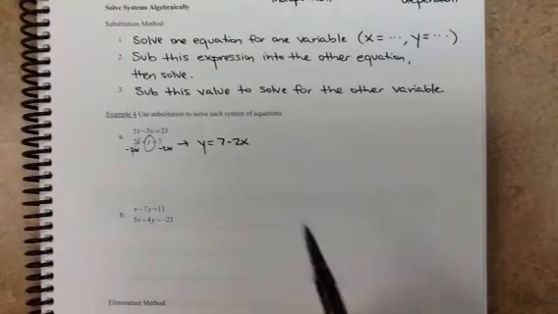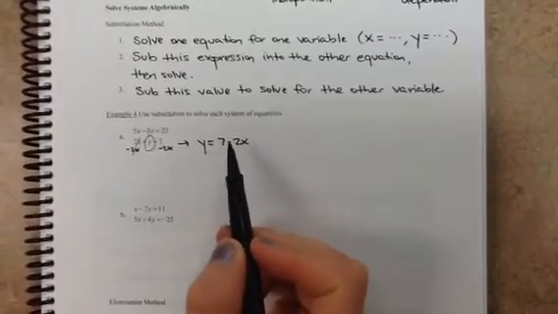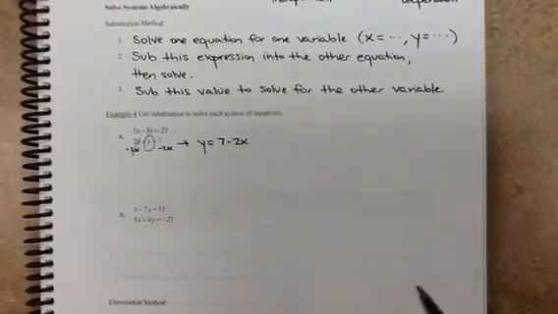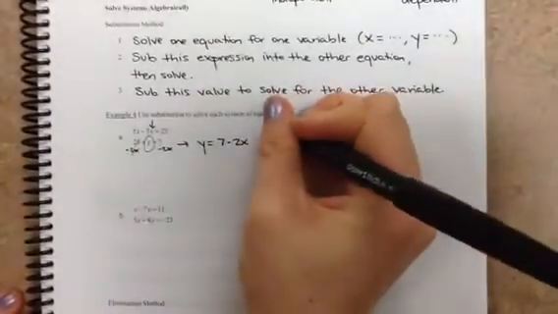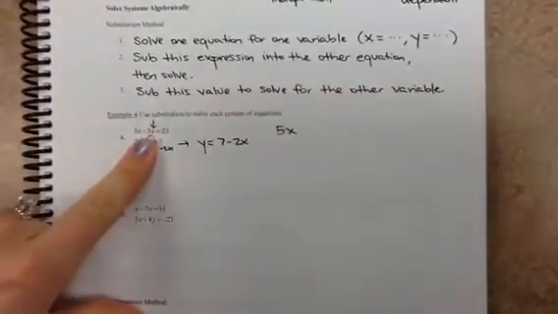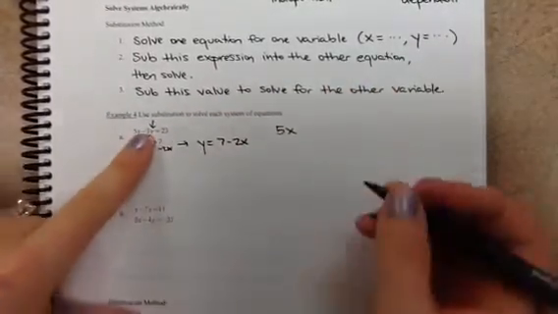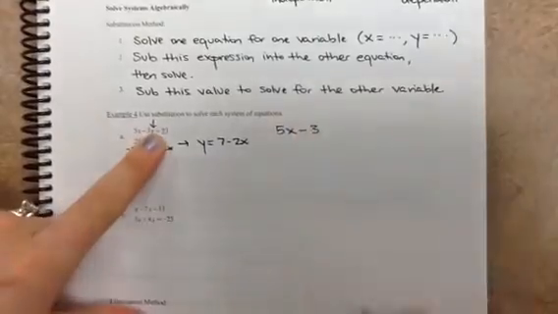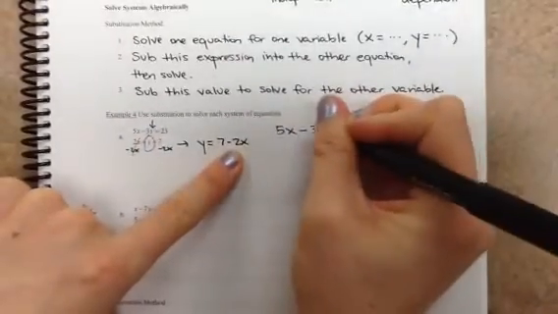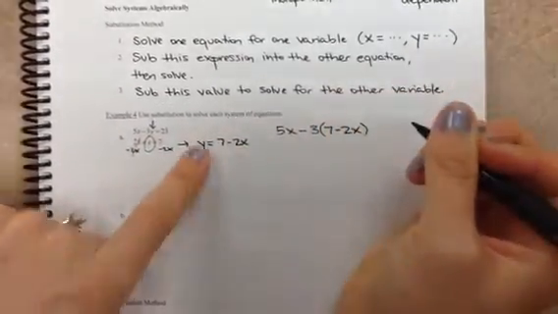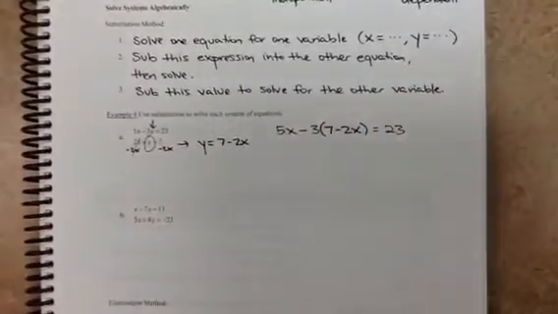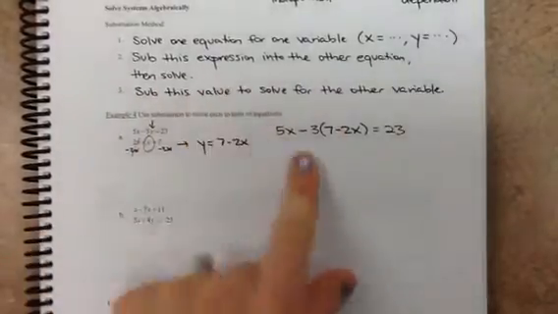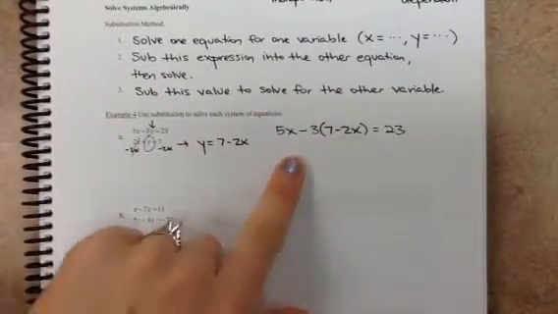So the logic behind substitution is, if y is the same as 7 minus 2x, couldn't I write this y as 7 minus 2x? And the answer is yes, of course. That's what we're going to do. So we're going to write this first equation, but replace the y with this expression. So 5x minus 3, and instead of a y, I'm going to sub in this expression, because this equation right here tells me that they're interchangeable. Okay, so I'm right in the middle of step 2 here. Solve, meaning I've got to simplify this and solve for x.